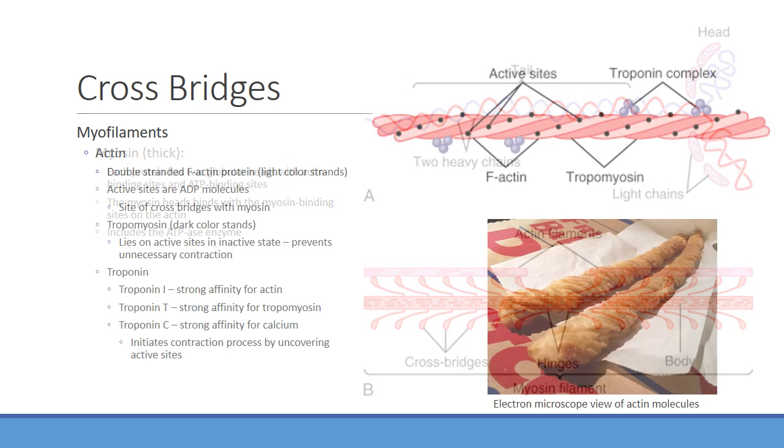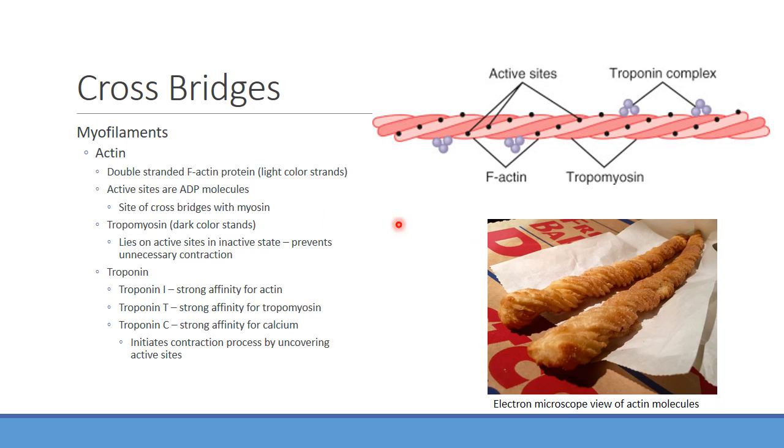Okay. Looking at the actin, you can see here that it's going to have this double-stranded F-actin protein. There's going to be the light-colored strands that are here. Again, it forms this nice helical structure.